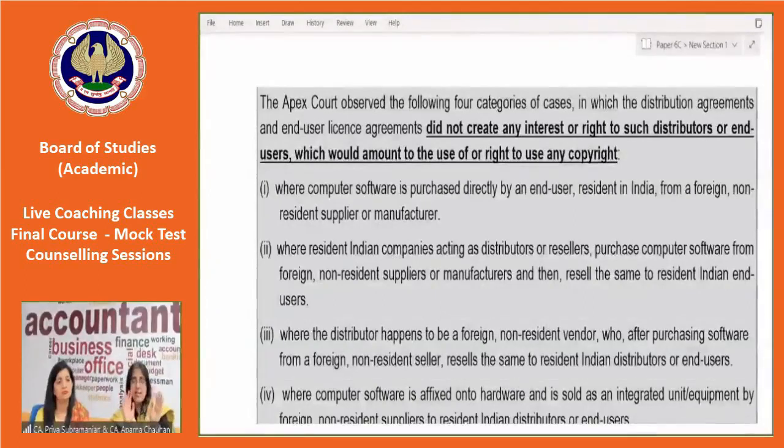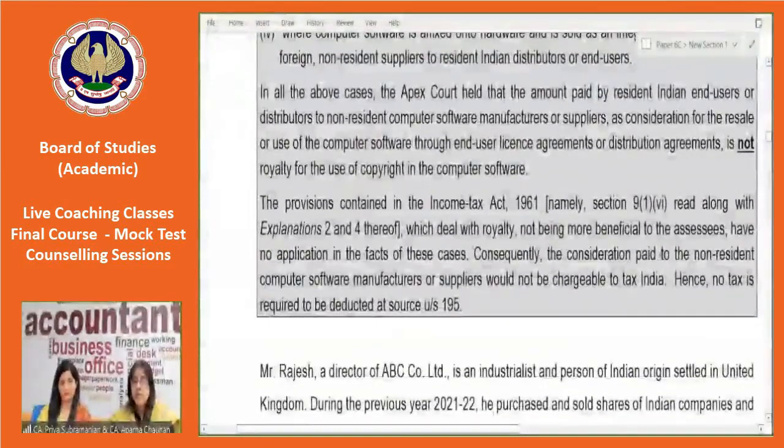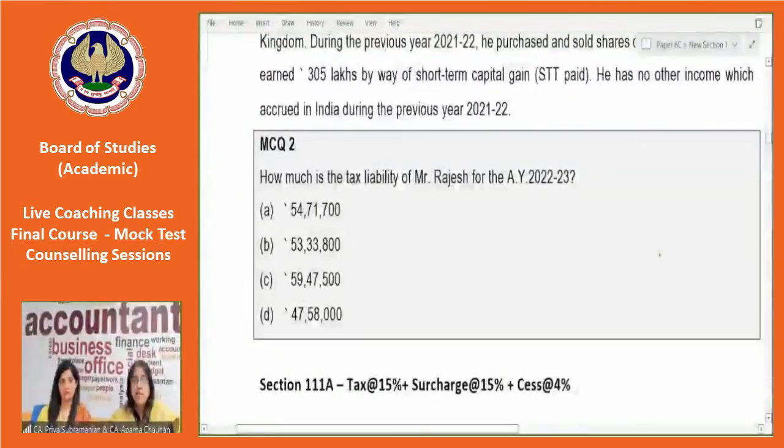Suppose I asked it on the basis of the provisions of the Income Tax Act, it would amount to royalty by virtue of Explanation 4, so tax would be deductible. Otherwise, if DTAs are given, the majority of DTAs don't have Explanation 4. So your answer would not be royalty. Now coming to the next part of the question.